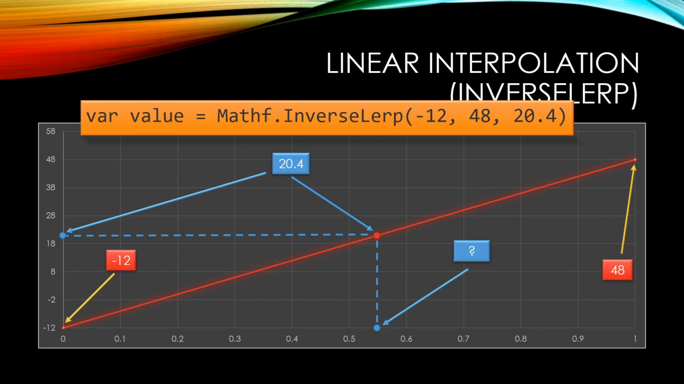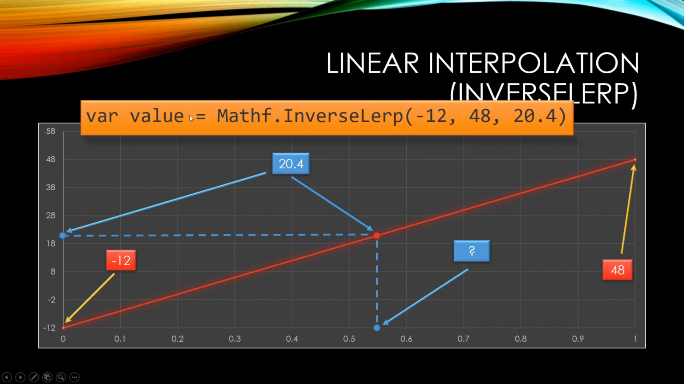Again, Unity has a math function that can help us out. This time we're going to use the inverse Lerp function. And again, the range is -12, 48, but in this case, the value I'm using for the third parameter is a value between these two values.